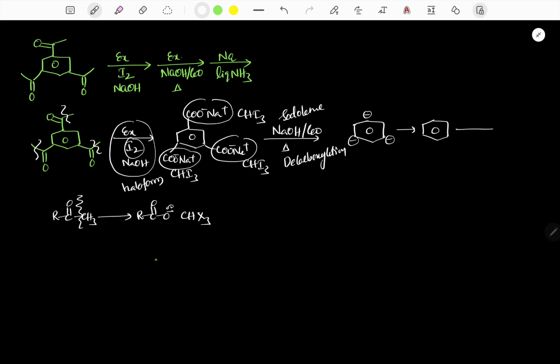Now benzene is treated with sodium and liquid ammonia. This reaction is Birch reduction. So in the Birch reduction, benzene undergoes reduction and finally we get the corresponding non-conjugated diene.